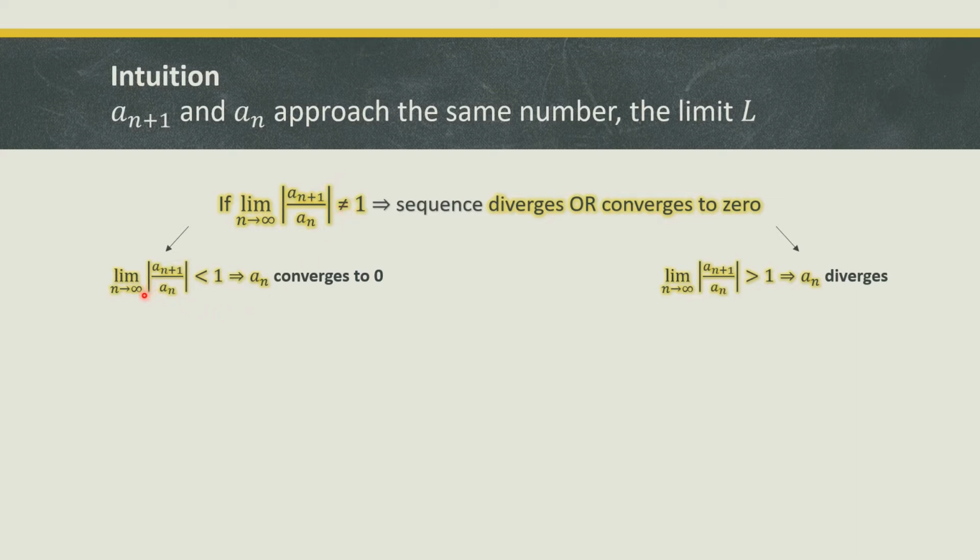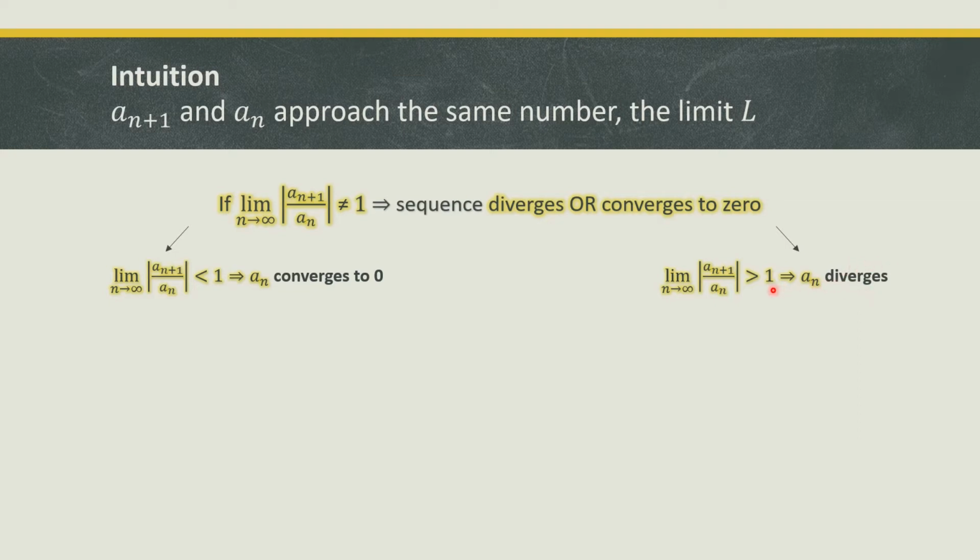Now the test says that if it's less than 1, then the sequence converges to 0. That means the limit of the sequence is 0. And if the limit here is greater than 1, then the limit of the sequence is infinity or negative infinity. It diverges.